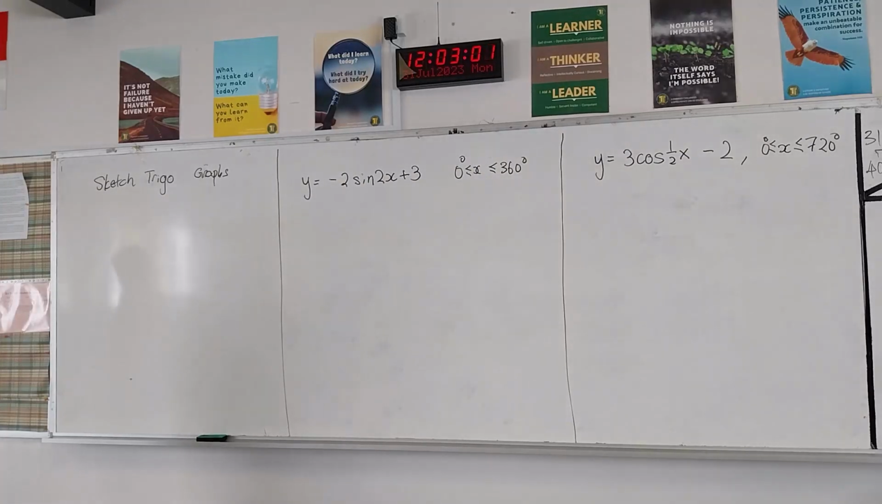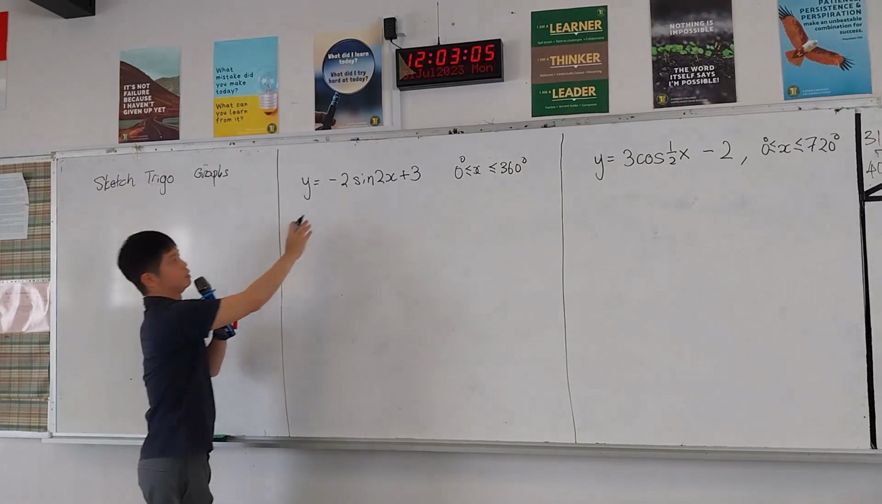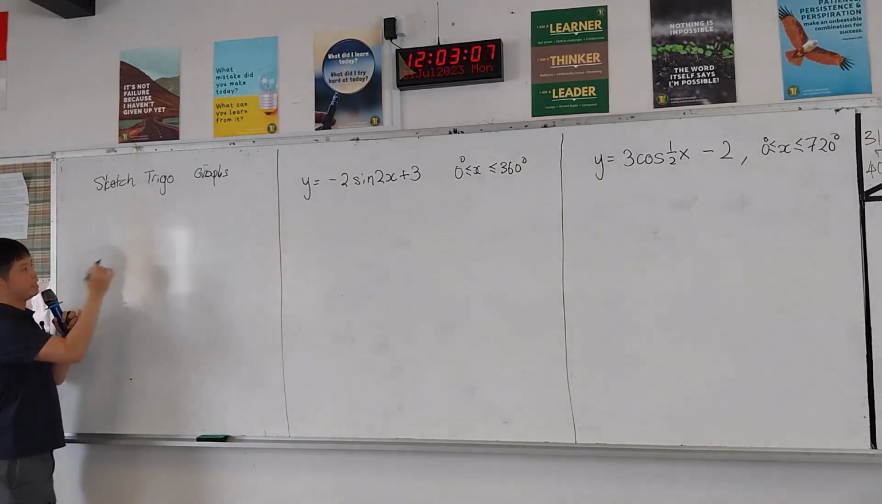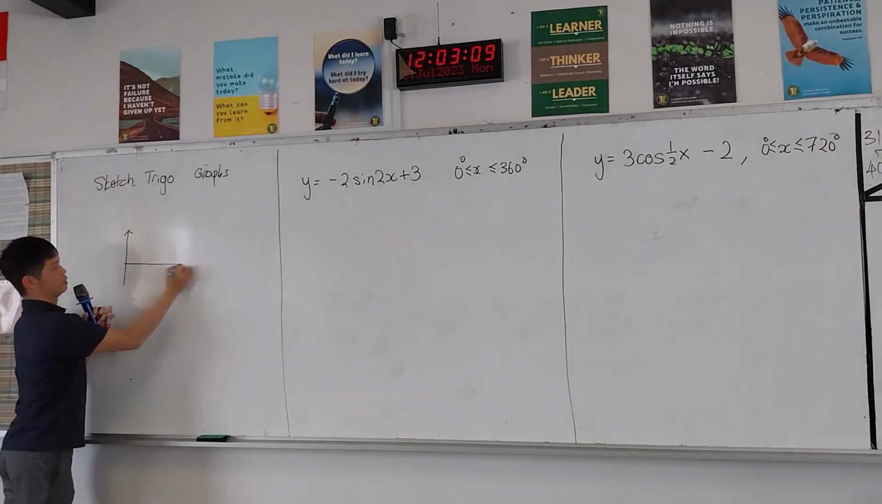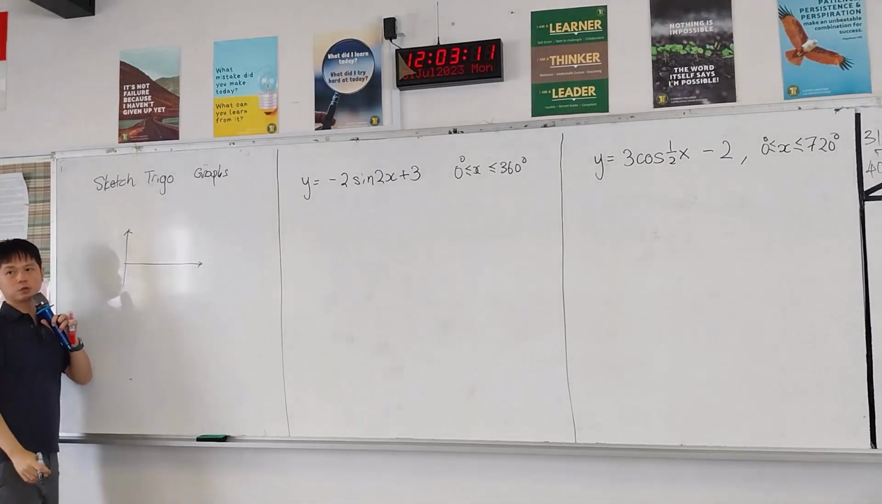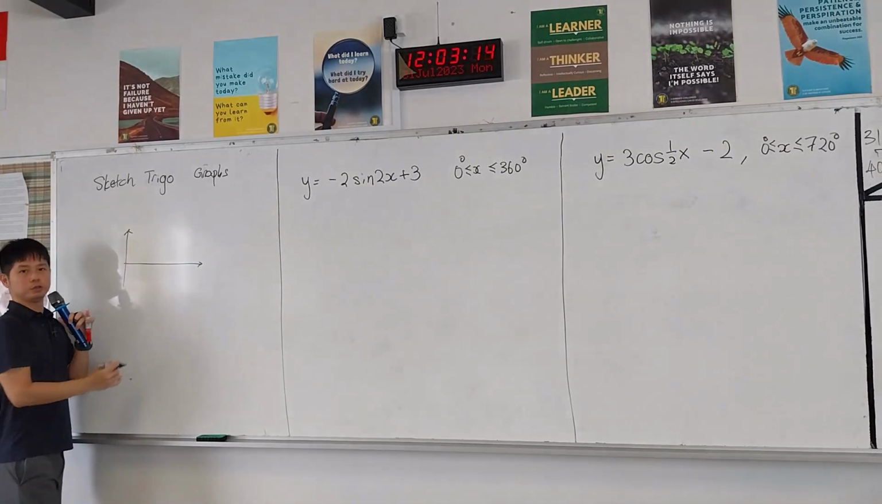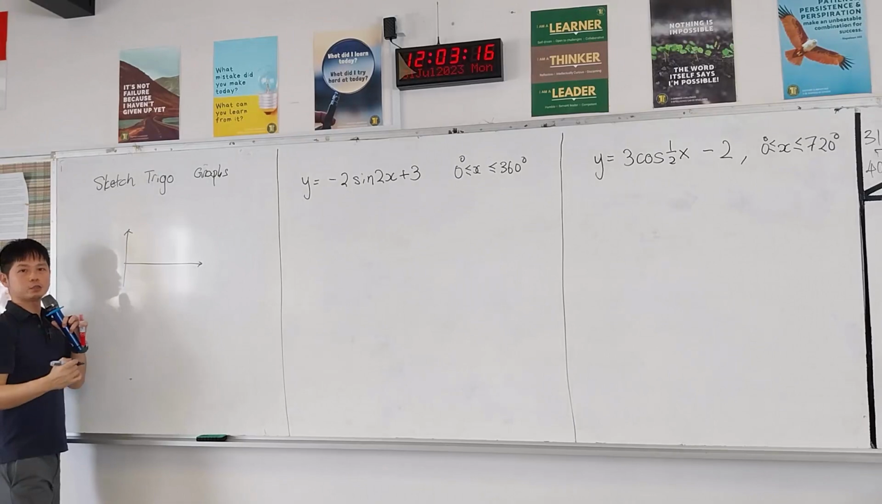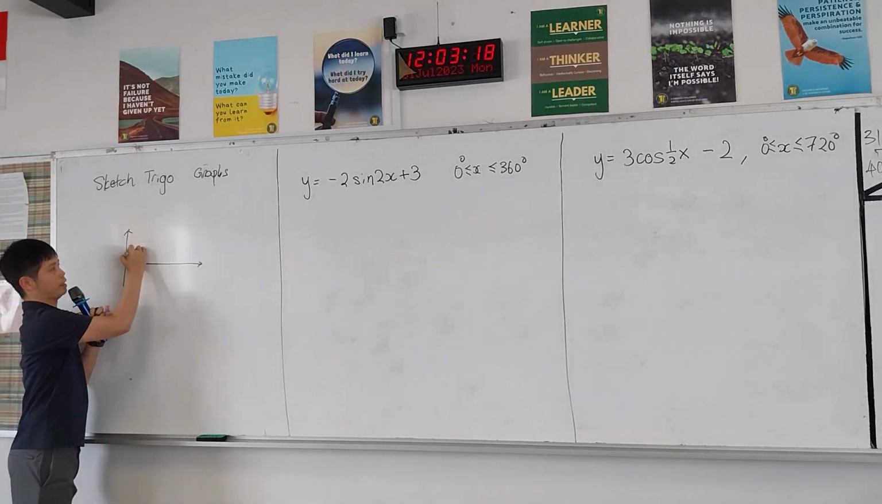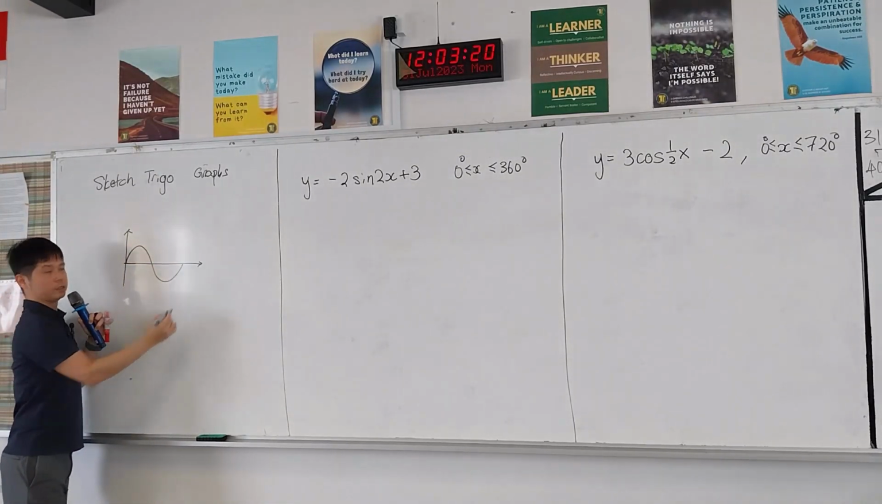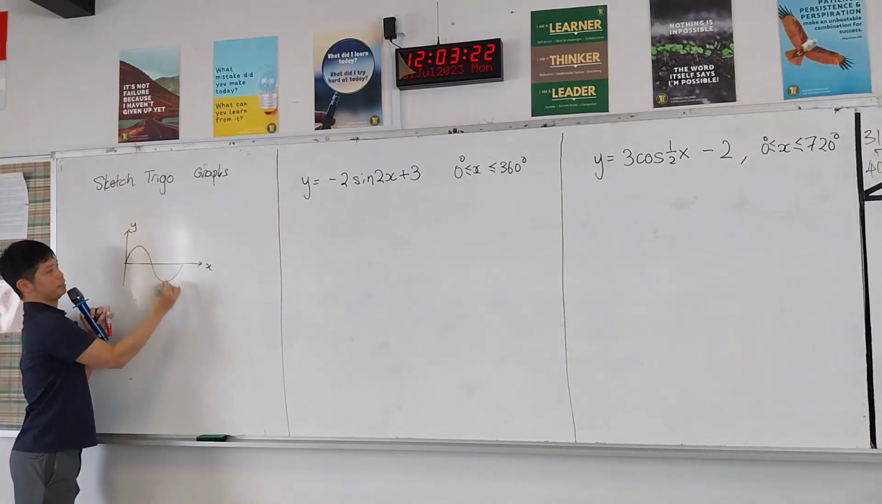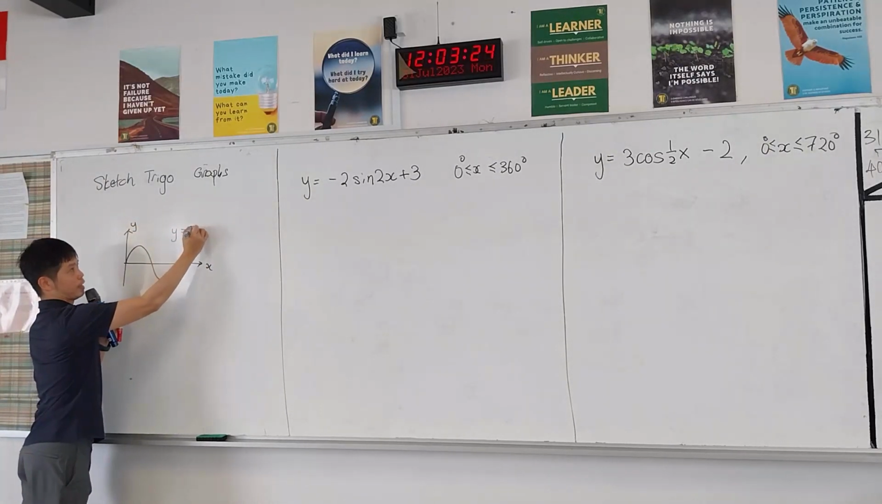Alright, today we're going to learn how to sketch trigonometric graphs. Okay, we'll start with this. Basically you need to know the shape of the normal sine x and cosine x. So how does y equals sine x look like? It will be an N shape and then a U shape. This will be an x, y, and this graph is called y equals sine x.